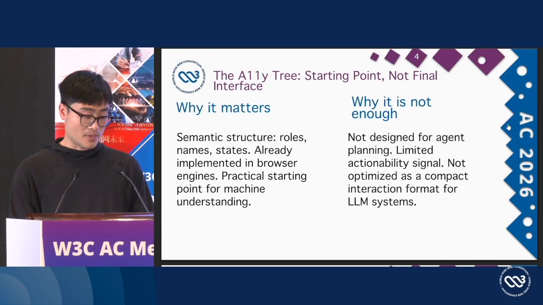The accessibility tree is probably the closest thing we already have. It gives a schematic view of the page, which is why many agent systems start from there. But it's still not the interface we ultimately need. It helps with the structure, but it was not designed as a compact, agent-oriented interaction layer. So I would treat it as a useful starting point, not the final answer.